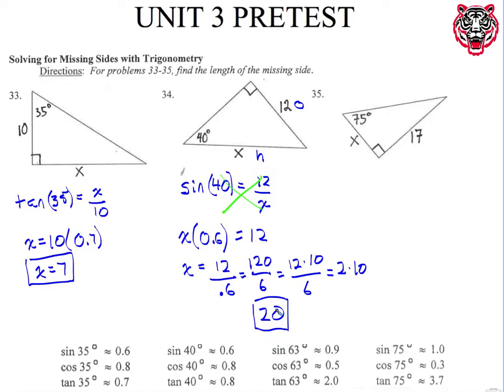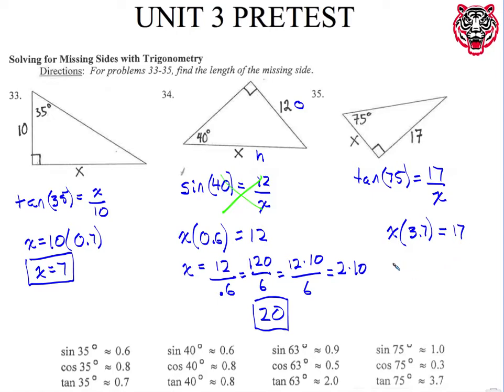All right, number 35 was really hard, and we have 30 seconds left of class, so I'm going to go through this kind of quick. I have tangent, because this is opposite and adjacent, so tangent of 75 is equal to 17 over x. I cross multiply, I get x times tangent of 75 is 3.7. So 3.7. That is going to be equal to 17.